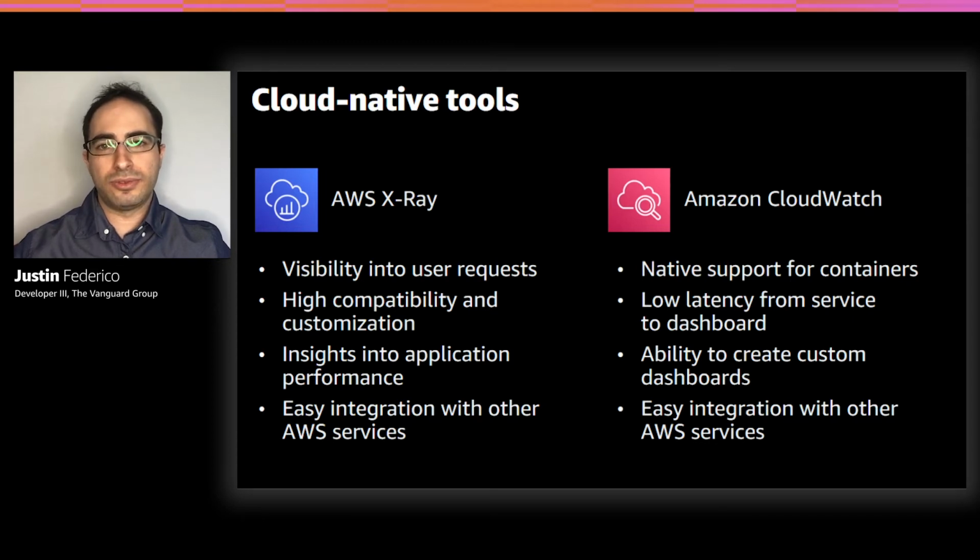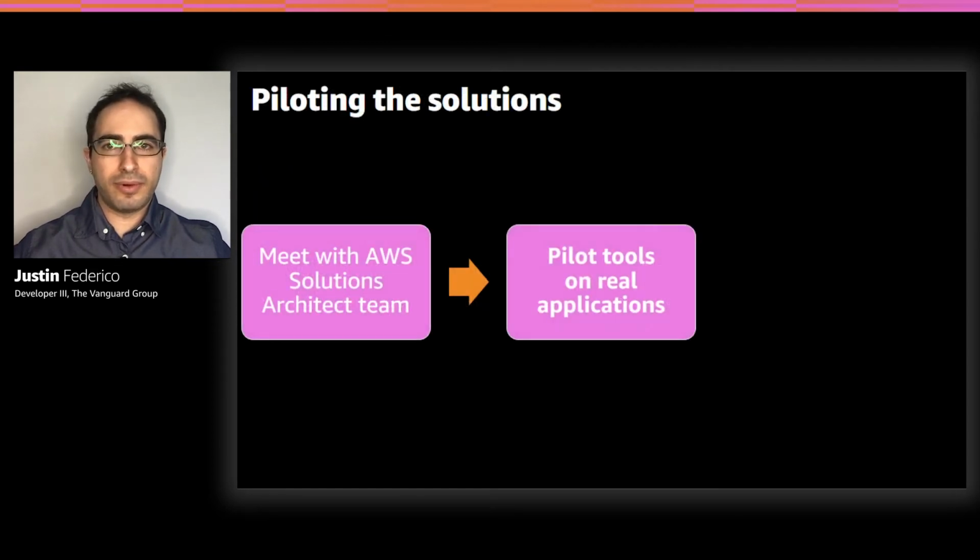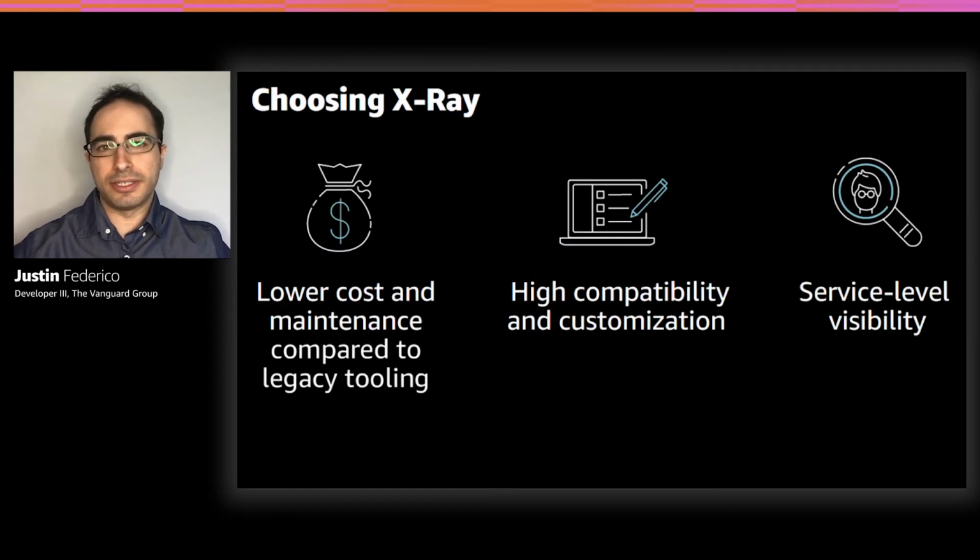So when we had these two tools in mind, the next step that we wanted to do was actually pilot these tools on real applications. We already had a few ECS services running in production, and so we really wanted to make sure that any tools that we wanted to adopt would work well with our pre-existing architecture and system. And there are several reasons why we chose these two tools in particular. For AWS X-Ray, it was all around maintenance and customization.